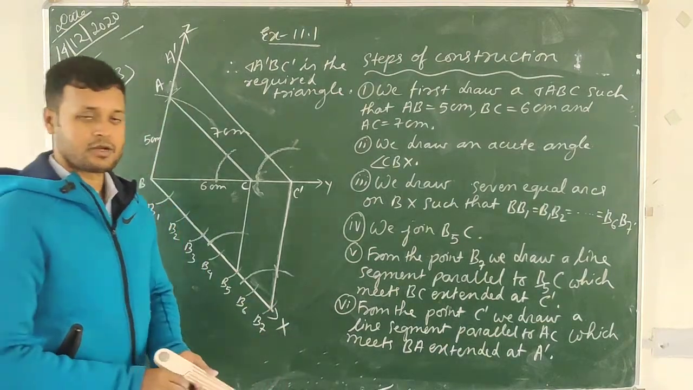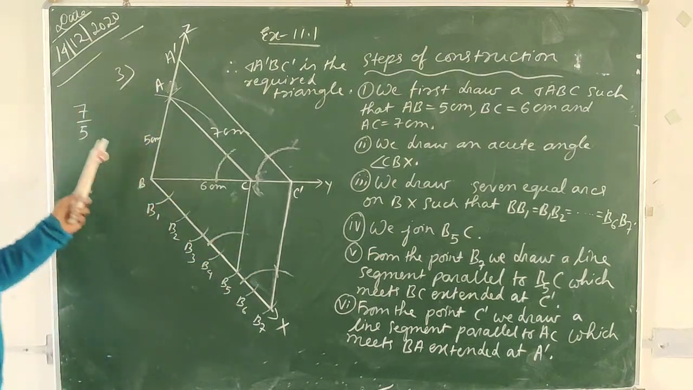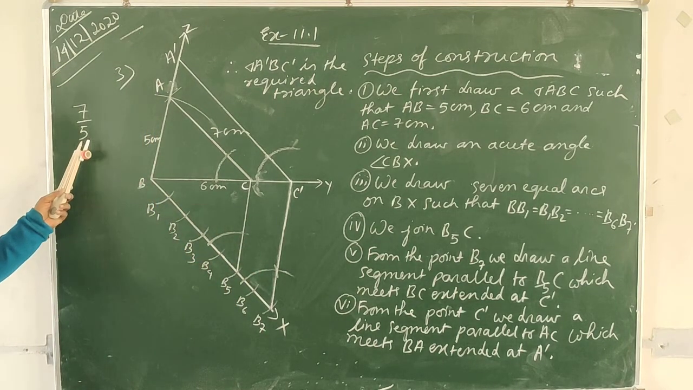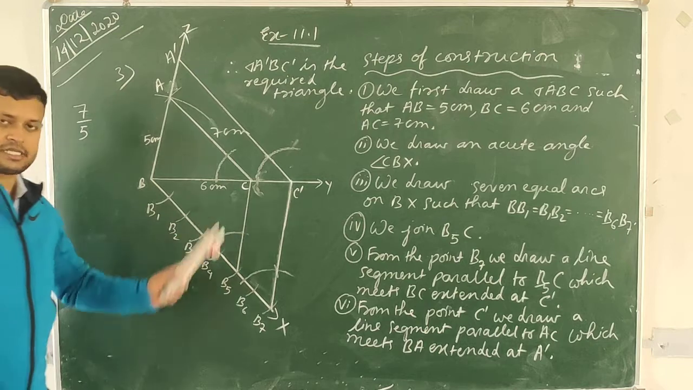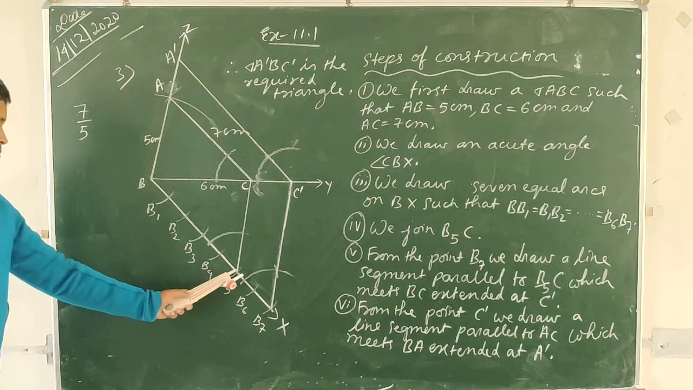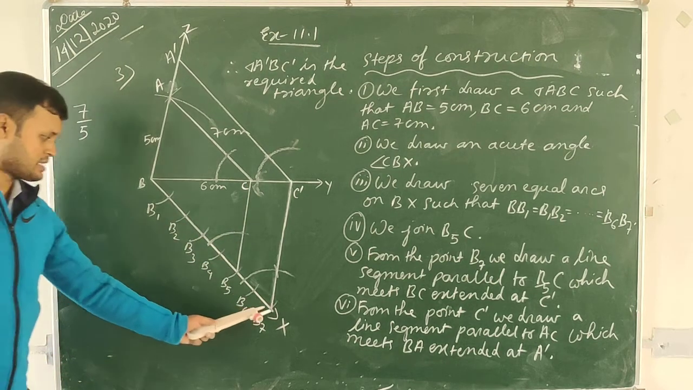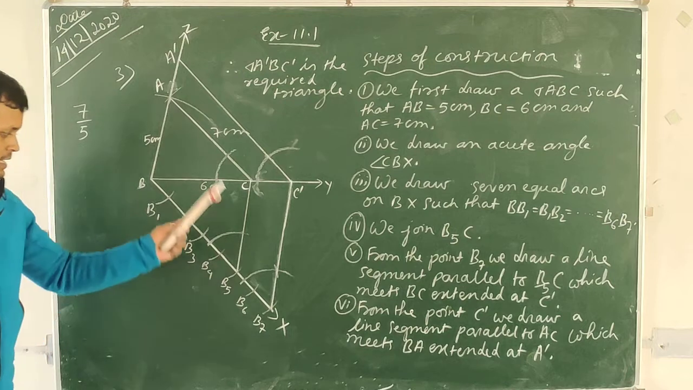After that, students, what is the denominator? Just like the last sum I said. It is 7 by 5. What is the denominator? 5. So from B5 you join C. Now, what is the numerator? 7. From B7 we need to draw a line segment which is parallel to B5C.